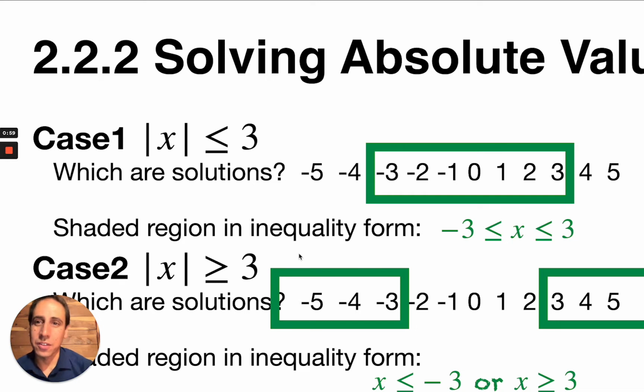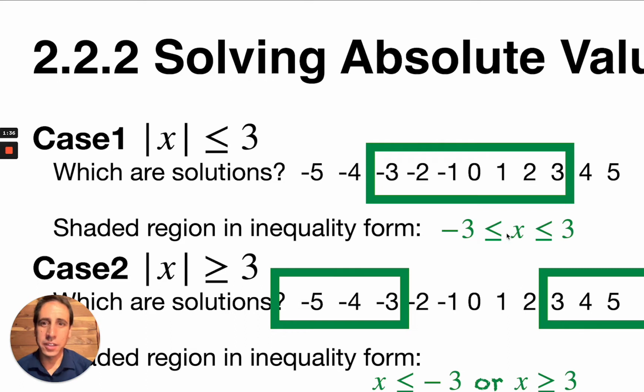If you want to guess and check by plugging in actual numbers, which are the solutions? Well, 0 works. The absolute value of 0 is less than or equal to 3. Positive 1 works, 2 works, 3 works here. And even negative 1, negative 2, and negative 3. You take the absolute value of negative 3, and it's actually positive 3, and positive 3 is less than or equal to 3. So I've circled in green all of these numbers because they are all solutions to this absolute value inequality.